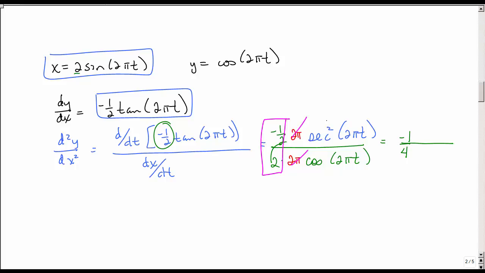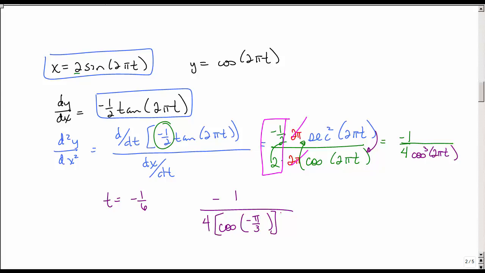But you know what? I'm going to turn it all into secants, and if I brought that up there, that would make it a secant cubed, or I could bring this down here and make it 1 over cosine cubed. And I think that's what I'm going to do. So I'm going to have cosine cubed of 2 pi t. Now remember, that's my second derivative, but I want to evaluate it when t is negative 1/6. So I have negative 1 over 4 times the cosine of, remember 2 pi times negative 1/6 was negative pi over 3, and I need to cube that.